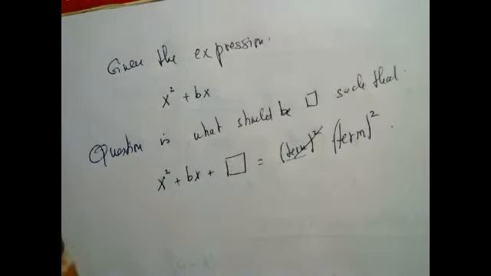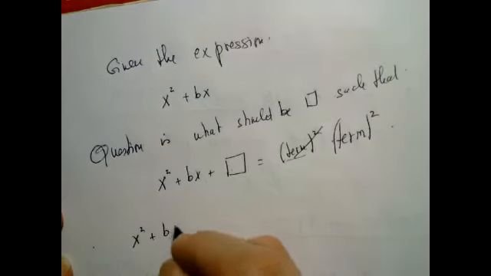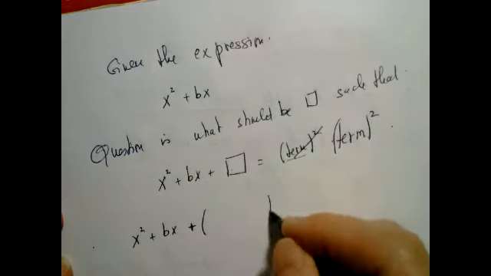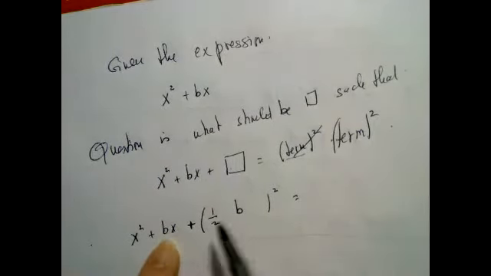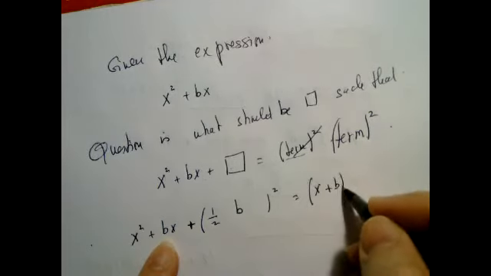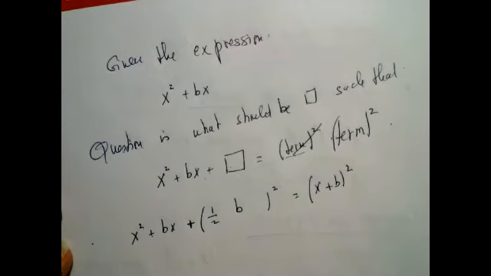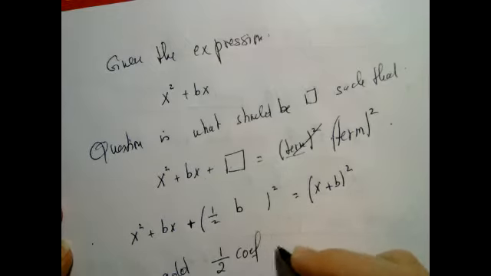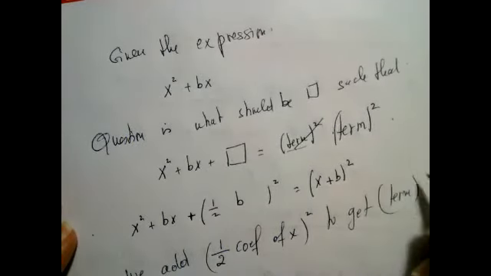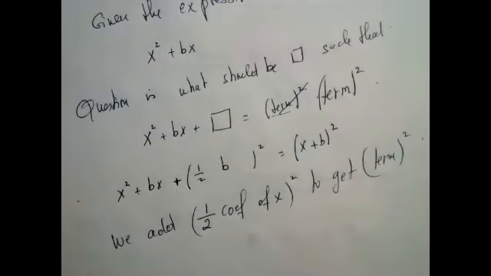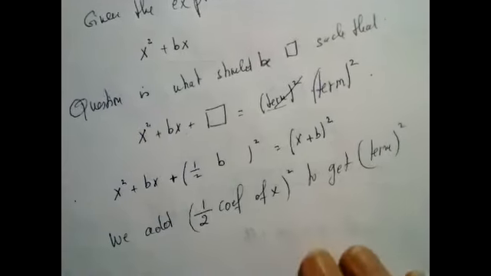And the algorithm will be the following. Suppose we start with x squared plus bx. I need to add half of b, squared. It means I take the coefficient of x, and this gives me x plus b over 2, to the power 2. It means that we add half the coefficient of x to the power 2 to get a term squared. Okay, and now lots of examples to be able to do that, because I know that's a little bit confusing, but you will get it very quickly.